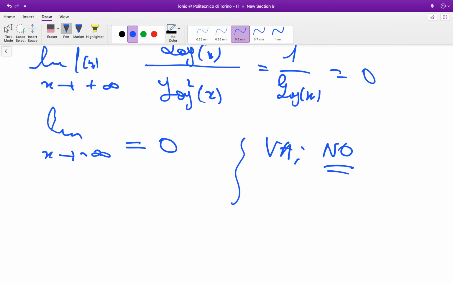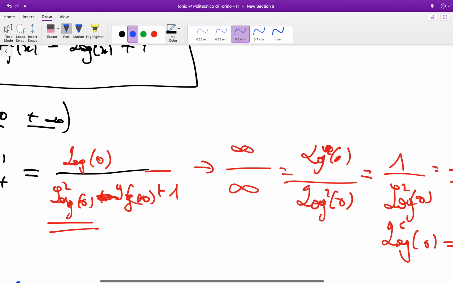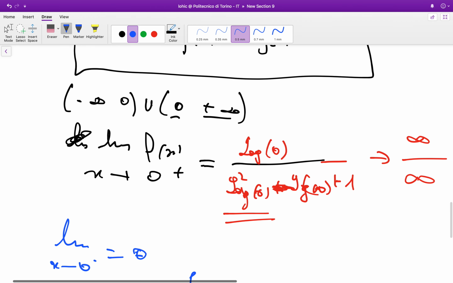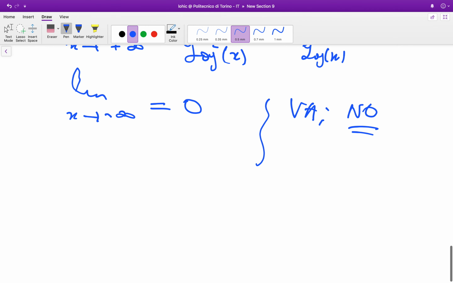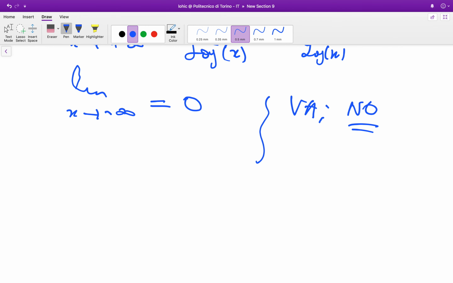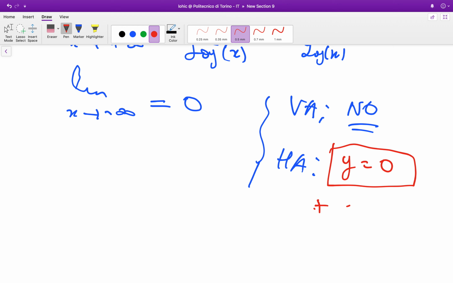Because there is no point where the function goes to infinity. Yes or no? There is no point where the function goes to infinity. Do we have a horizontal asymptote? The answer is yes. And the equation of the horizontal asymptote is y equal to 0, right? This is for plus infinity and minus infinity.